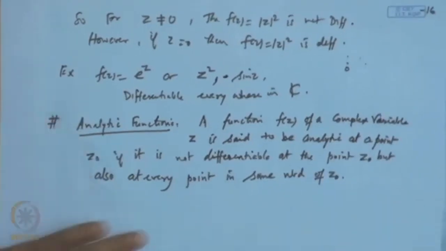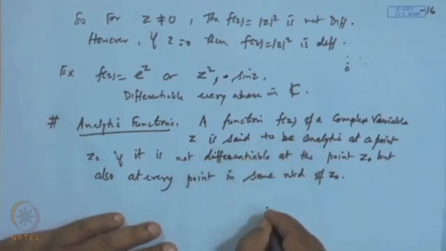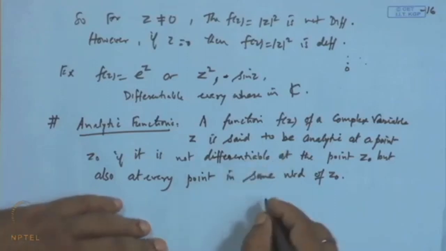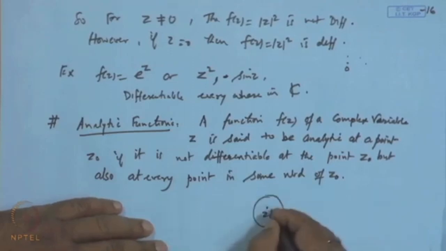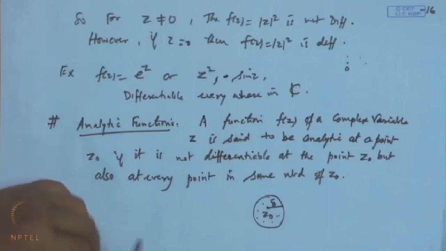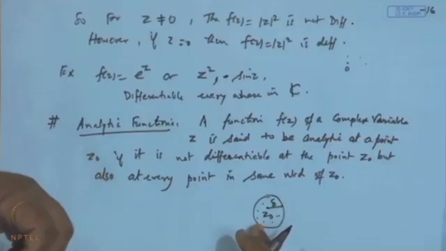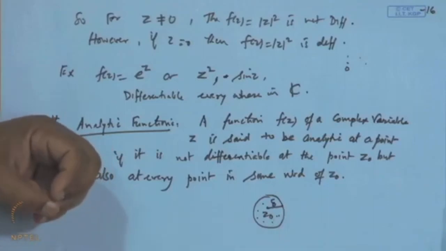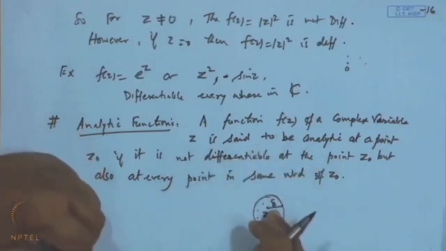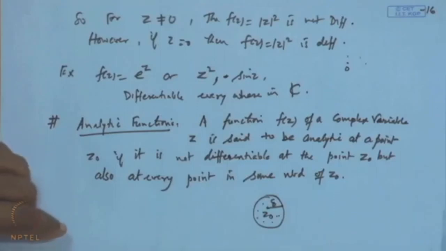What is the meaning of this? Suppose we say a function f is given and z naught is given. A function f is said to be analytic at this z naught if the function is differentiable at z naught and there exists a neighborhood around that point, however small the radius delta may be, such that at each point of this neighborhood the function is also differentiable. So, when the function is analytic, differentiability at that point is not the only requirement. It should also be differentiable around the point z naught. That is why there is a difference between differentiability and analyticity.